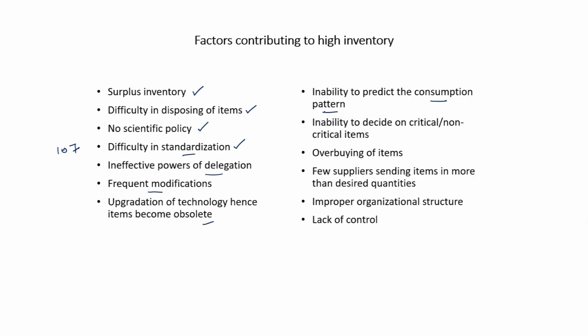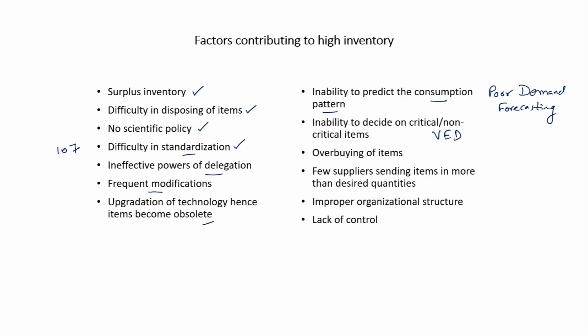So, there is an uncertainty; if there is poor demand forecasting, that also leads to high inventory cost. It may lead to high inventories or it may lead to shortages also. Both are related to inventory related cost. Inability to decide on critical and non-critical items: if you are not performing the VED analysis and all the items you are treating in the same manner, that will also increase your inventory.